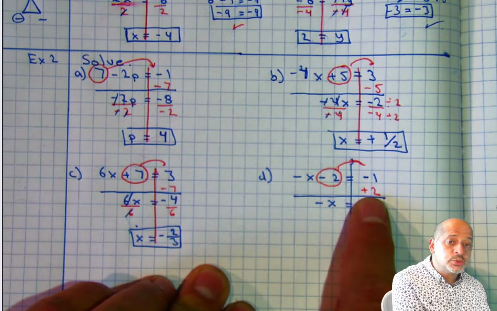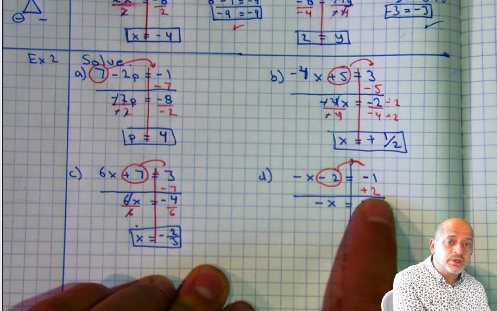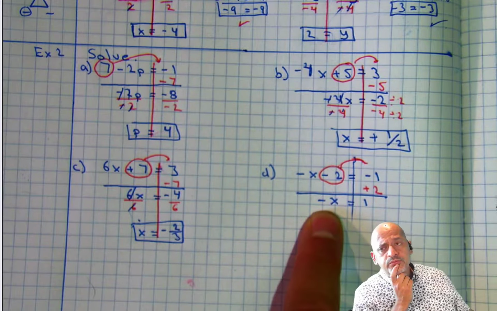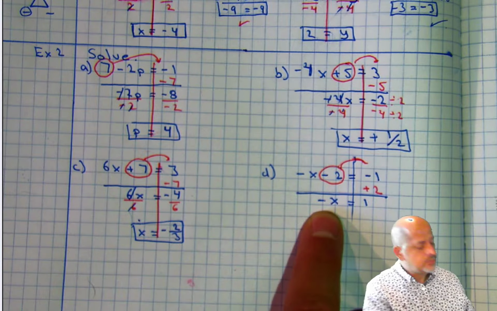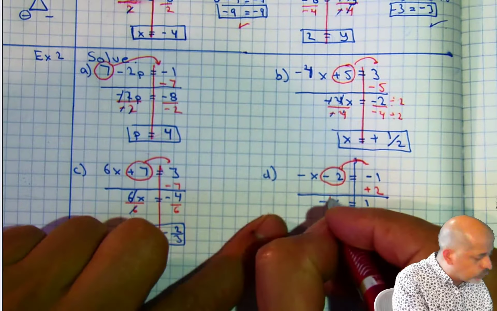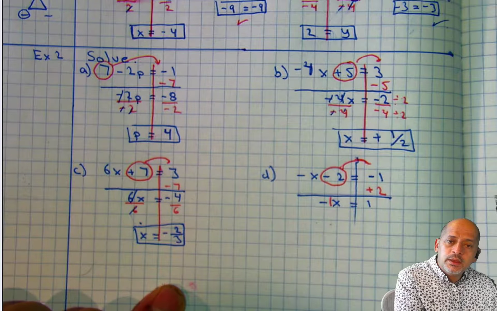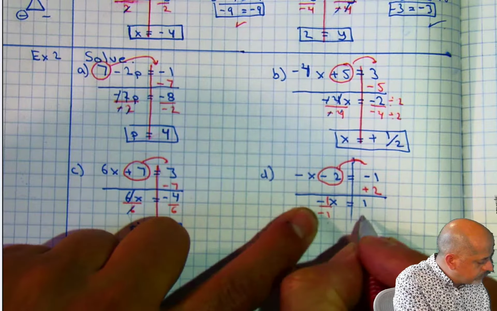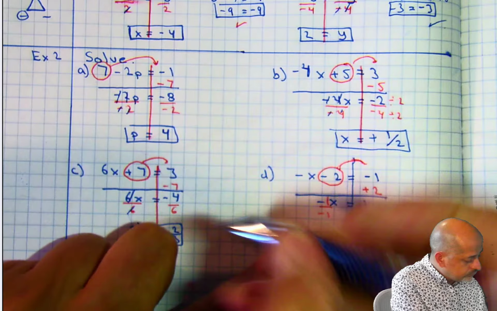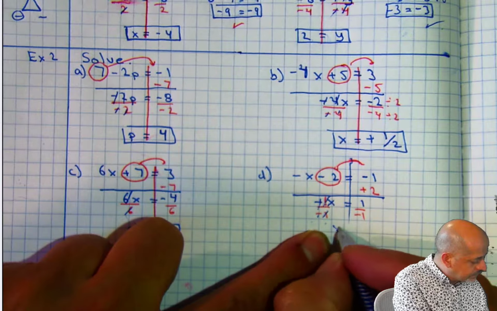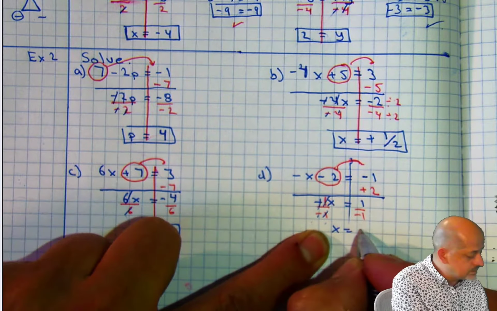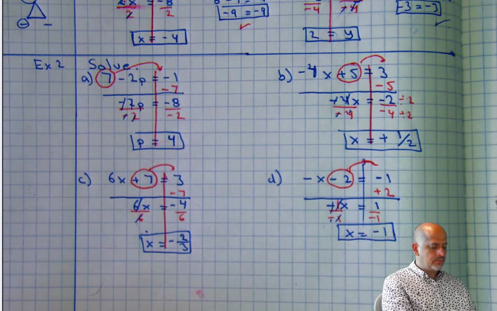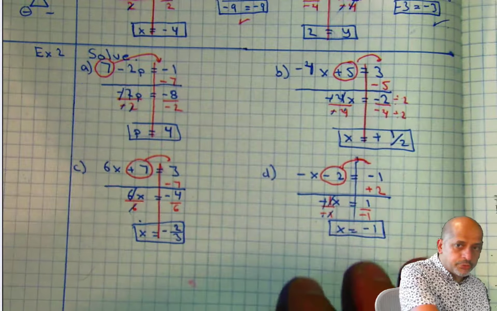Remember, different signs, so you subtract and you keep the sign of the bigger number. The 2 is the bigger number, so it stays positive. Now, there's no number here. There's no coefficient. What is the coefficient? Right. If there's no number, automatically there's a 1 in there. And now I can divide by negative 1. Divide by negative 1, divide by negative 1. The 1 cancels, the negative cancels, so therefore x equals 1 divided by negative 1, which is negative 1.